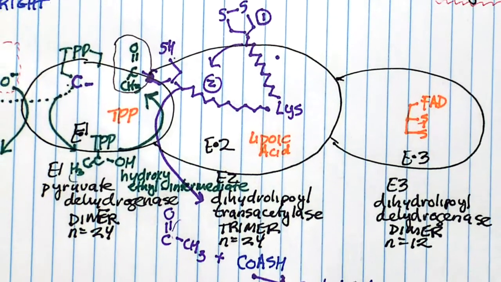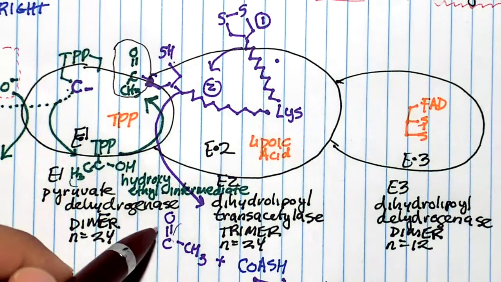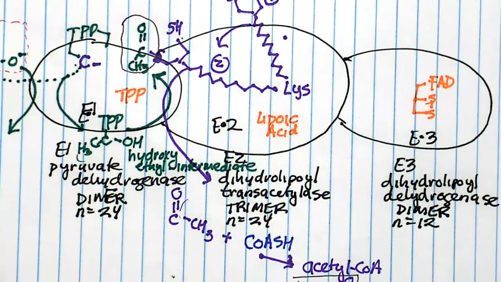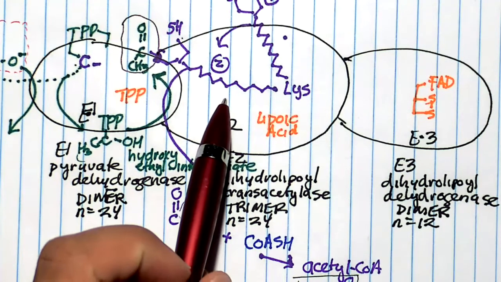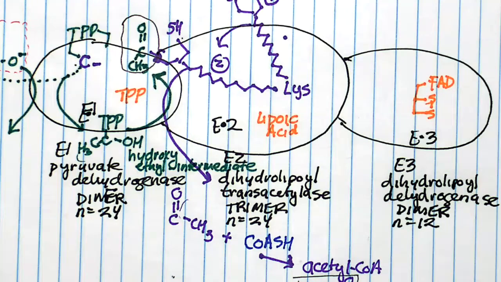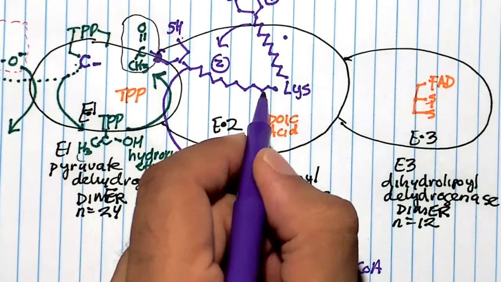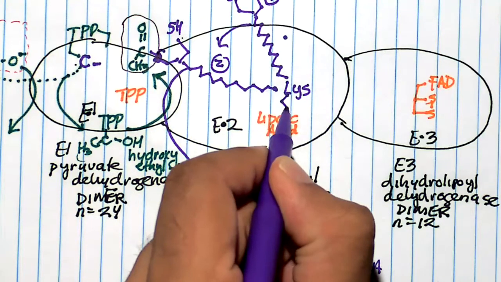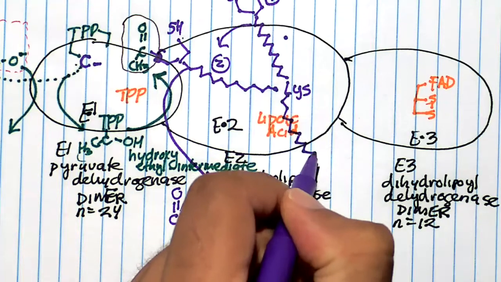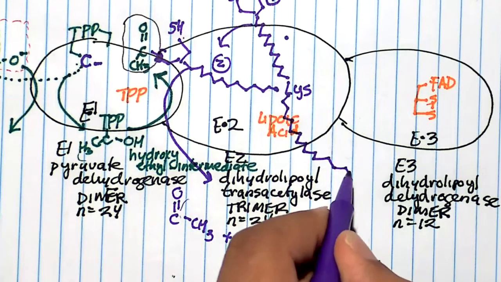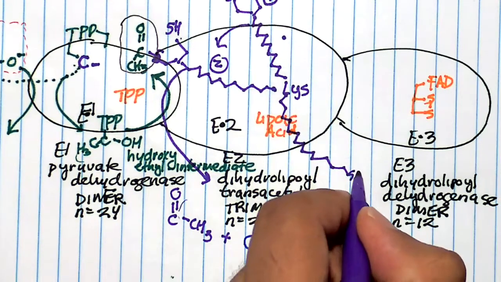Okay. So now this has been donated to CoASH to give you coenzyme A. What does this become? Well, this becomes the third form of the lipoyl lysine conjugate. And now attached to this lysine, this is going to look like this. It's going to have two thiol groups.